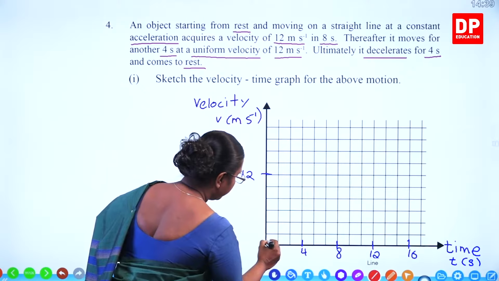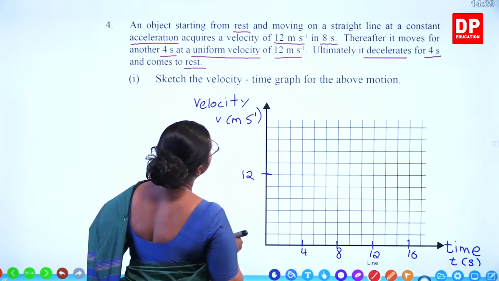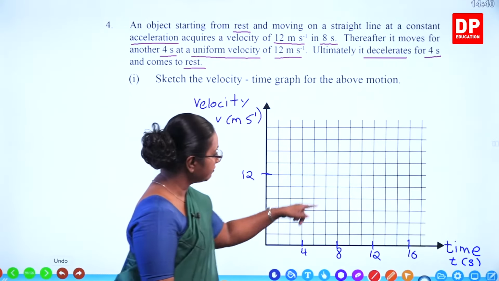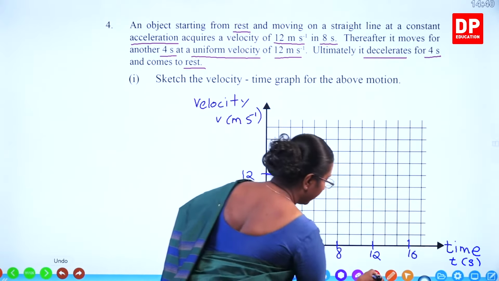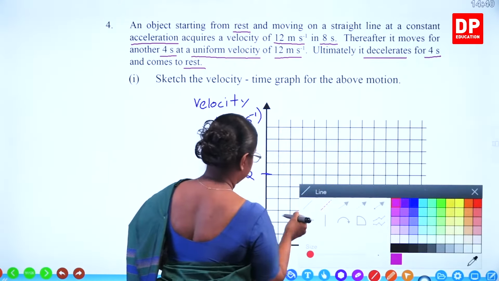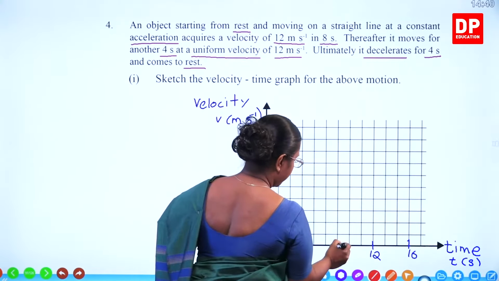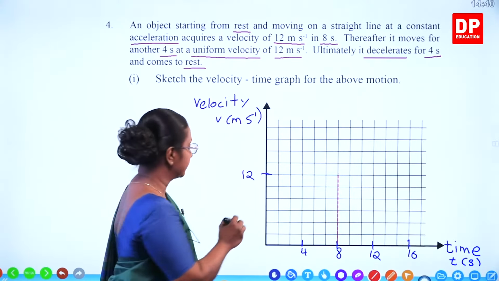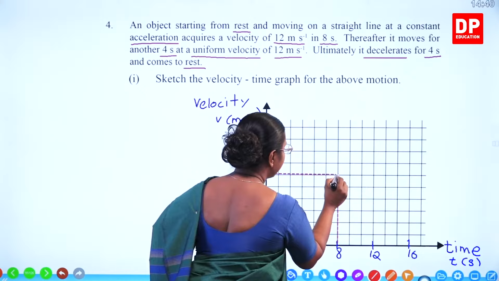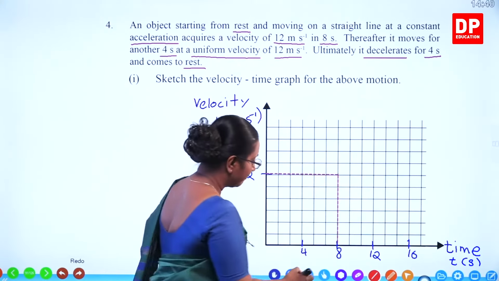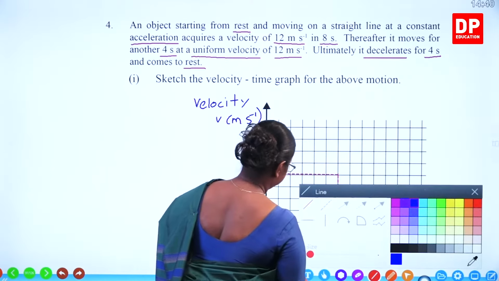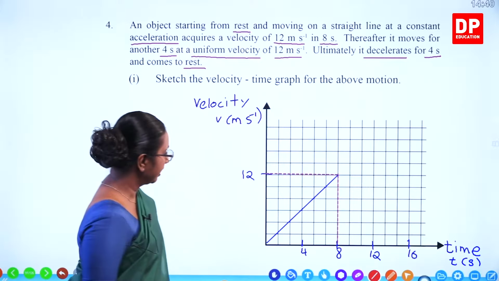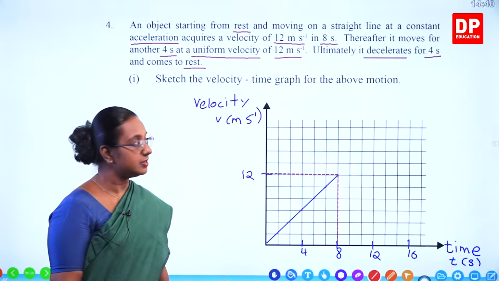Starting from 0, it goes to the velocity 12 within the first 8 seconds. So, to draw the graph, we can first mark the coordinates. Time 8 seconds. So, starting from this point, it comes to 12 meters per second, and here we have 12 meters per second. So, I will plot the graph starting from 0, it reaches a velocity of 12 meters per second.